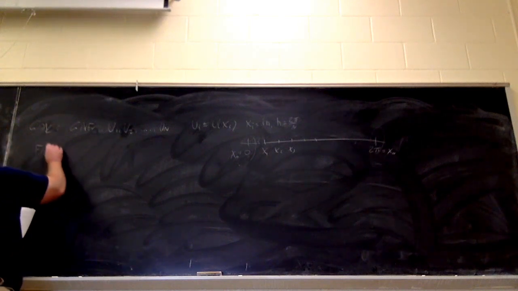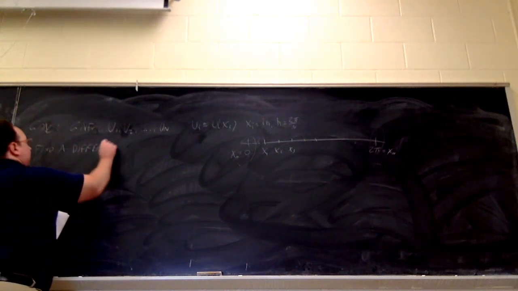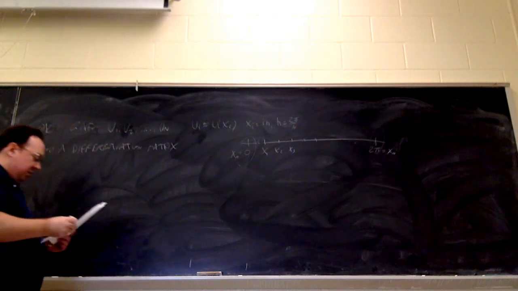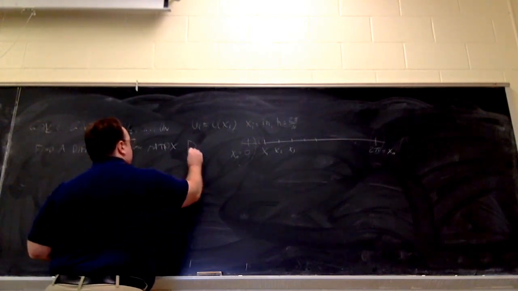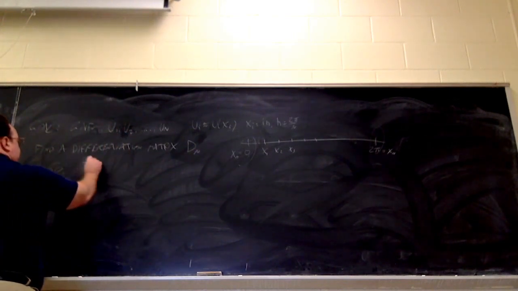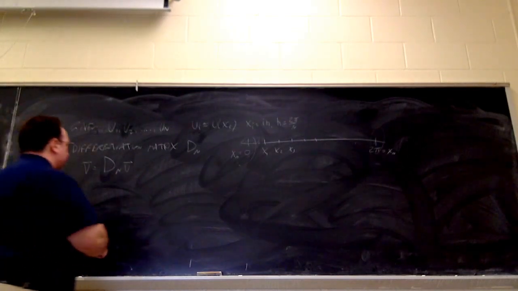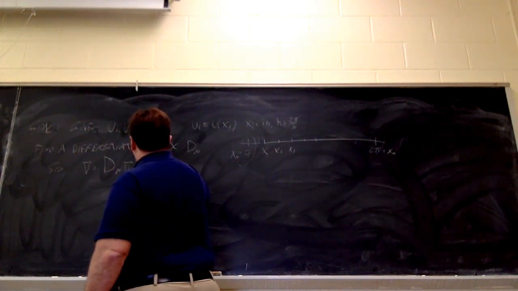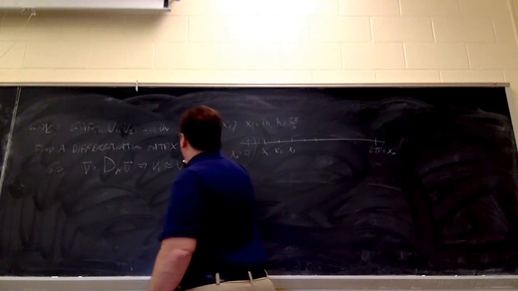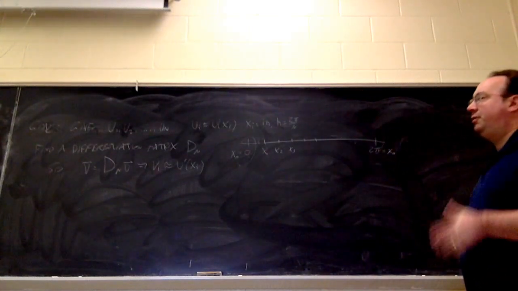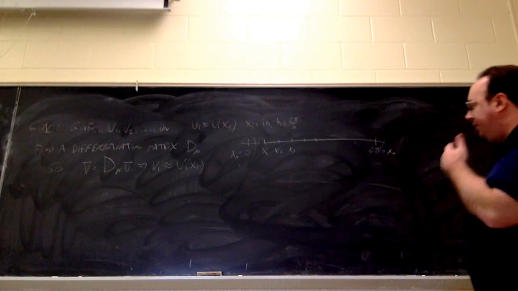So given these, and we could actually call this a grid function, so that's a vector of values, we want to find what is called a differentiation matrix that I'll call Dn. So if I carry out this matrix vector product, then each of these values is an approximation of u prime at that grid point. So I told you to perform a matrix vector multiplication to compute the derivative.